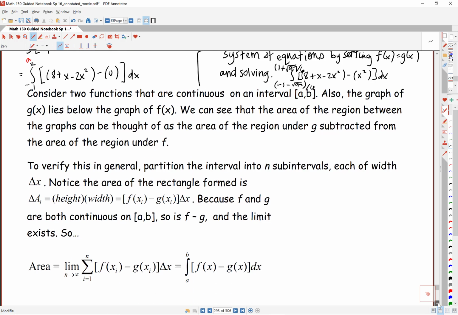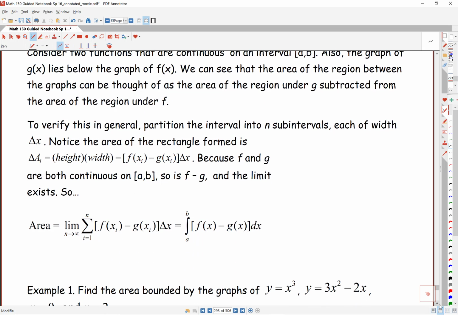So with this next part, we're looking at two functions that are continuous on some closed interval from a to b. We're also assuming that the graph of g lies below the graph of f. So the area of the region between the graphs is literally the complete area below the topmost graph, and then you're subtracting the area below the bottommost graph. Let's take a look at a little visual here.